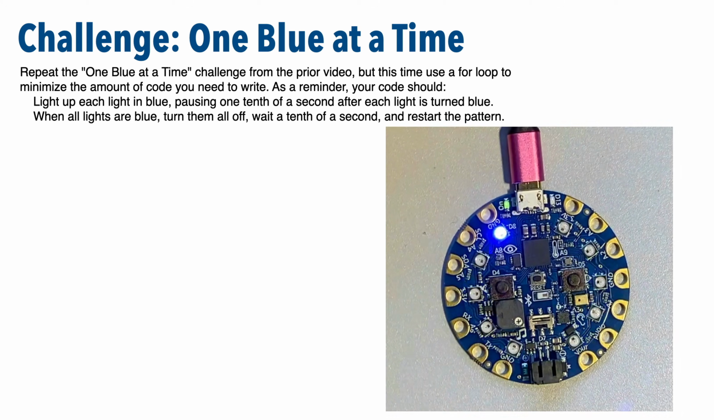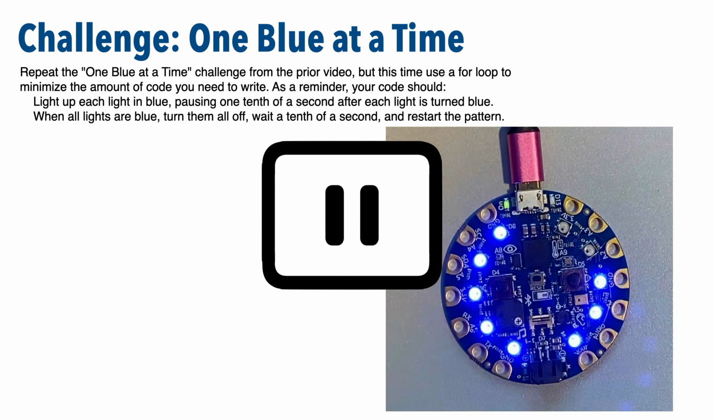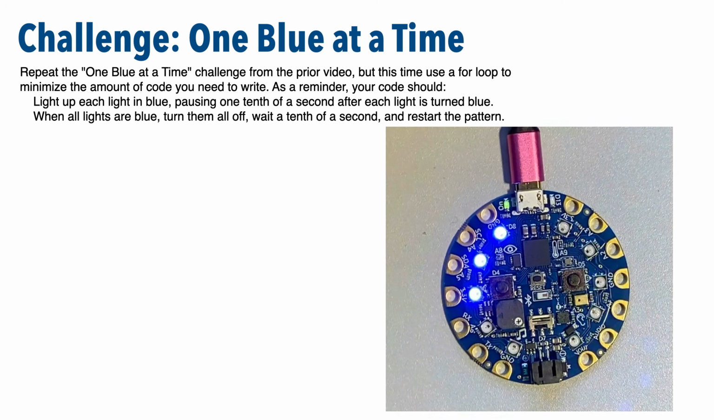And as a reminder, your code should light up each light in blue, pausing 1/10 of a second after each light is turned blue, and then when all the lights are blue, turn them all off, wait 1/10 of a second, and then restart the pattern from the very beginning. So why don't you pause, give this a shot, resume, and let's see how you did.